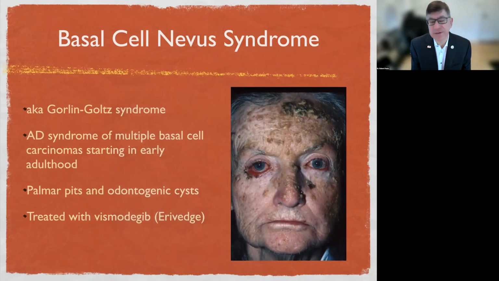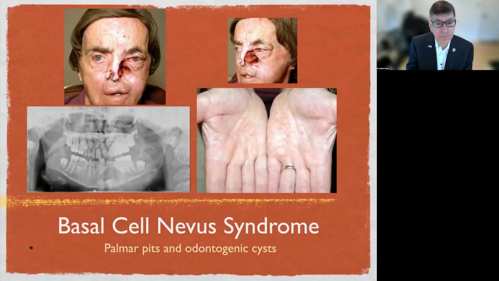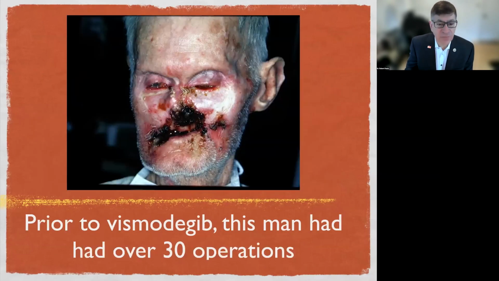As you probably remember, there's a thing called basal cell nevus syndrome, also known as Gorlin-Goltz syndrome. This is an autosomal dominant syndrome of multiple basal cell carcinomas that arise in early adulthood, also seen with palmar pits and odontogenic cysts. Nowadays, this is treated with vismodegib or Erivedge. Here you can see the palmar pits and odontogenic cysts in a patient with severe basal cell nevus syndrome. Prior to vismodegib, this man had multiple operations. You can see how destructive this disease could be. Fortunately, we now have the systemic treatment.